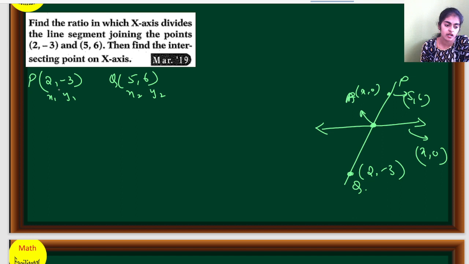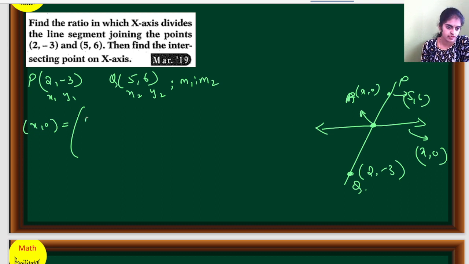Now you need to find the ratio. You don't know the ratio, so I'm taking it as m1 is to m2. The point of division will be (x, 0). Why (x, 0)? Because the point of division is on the x-axis.